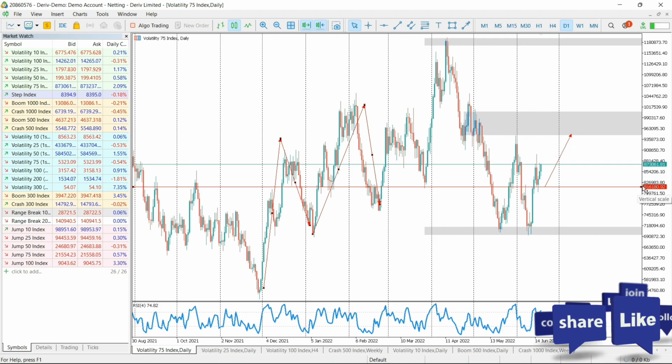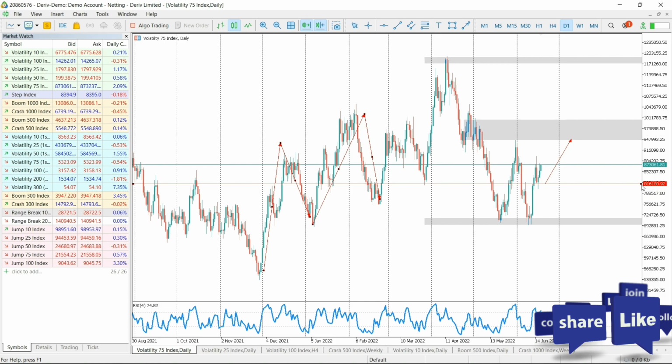So you can see my red line here, which was my support level. When price got to that level, you can see price started moving up, and it also gave us a pin bar, which is a very nice entry point for us to buy to this level. So you can see that the volatility indices really follow market structure, and with candlestick patterns and the trend of the market, you'll always be trading in the right direction.